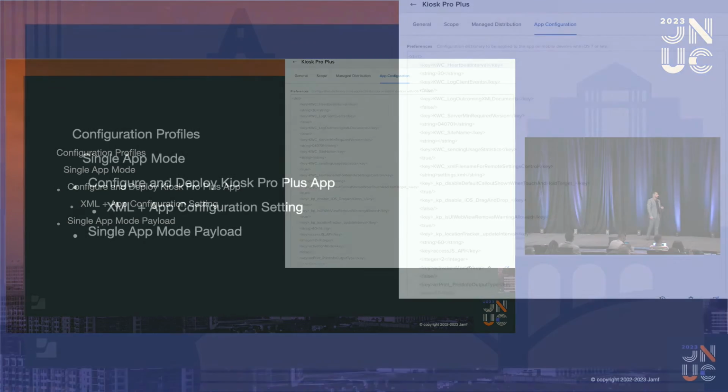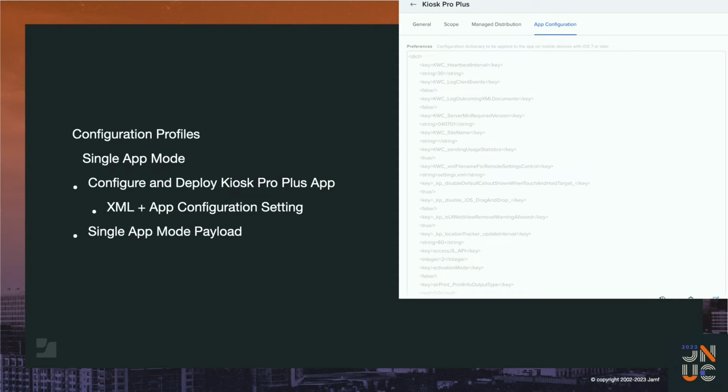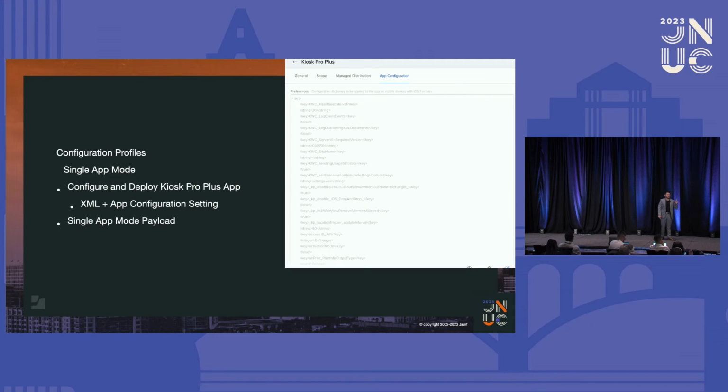So now let's look at something when it comes to single app mode, which is also deploying the single app that we're going to be using to lock down that single app mode iPad. One really great feature within Jamf Pro is the configuration profile that we have for deploying that single app mode, which is going to be the XML and app configuration settings. When you click on this tab, you're essentially presented with a really large blank box. This box allows you to input something such as an XML. For the Kiosk Pro Plus app, it makes it really, really simple to do this.